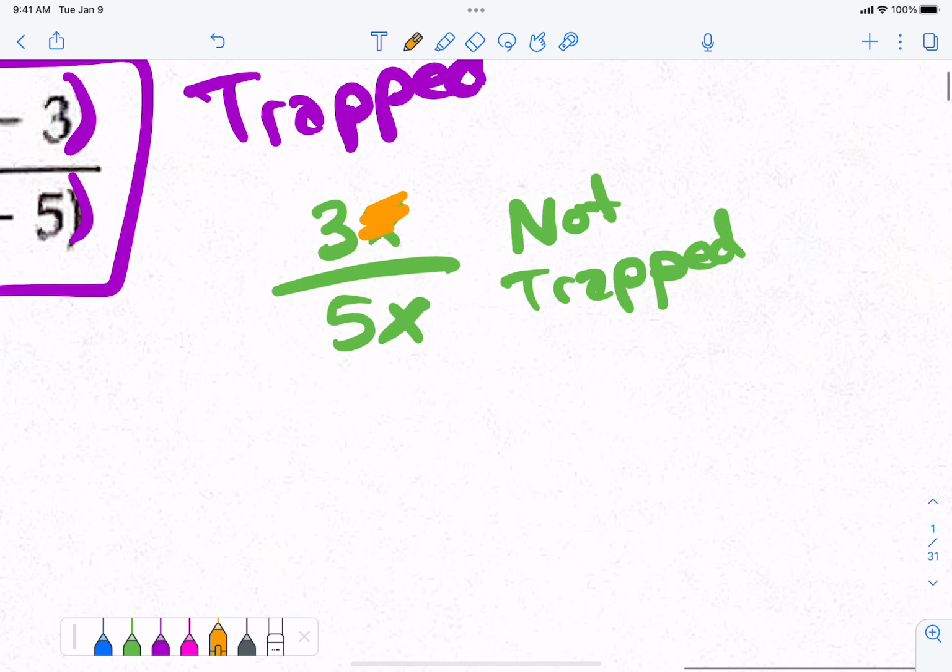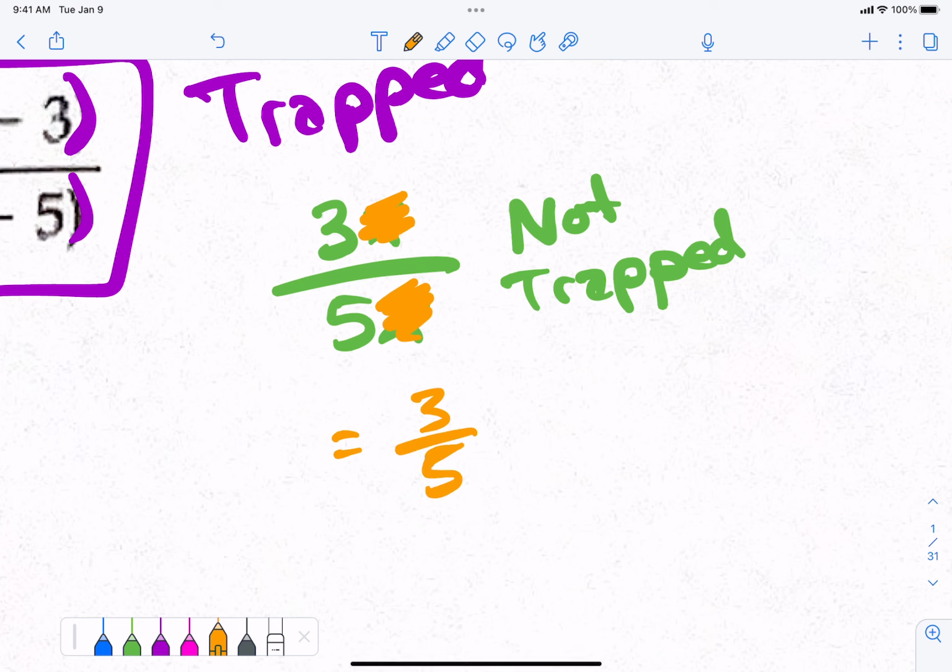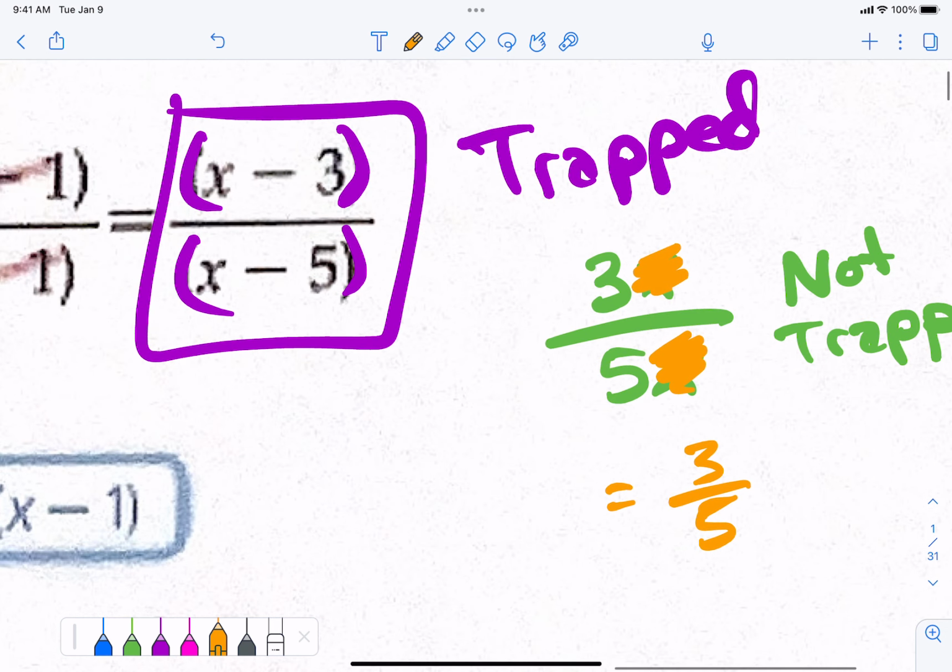Could I cancel these x's off now? Yeah, and just make that 3/5? Sure. Those are not trapped anymore. The 3 and the 5 kind of are multiplied, like the 3 and the x are multiplied together. Multiply doesn't make him trapped. Only adding and subtracting by 3 and 5 and those things can make him trapped.